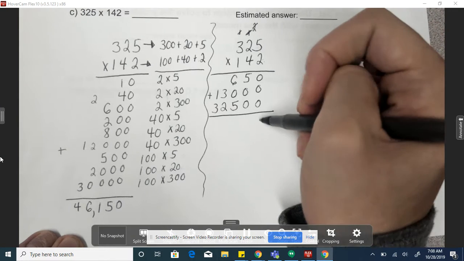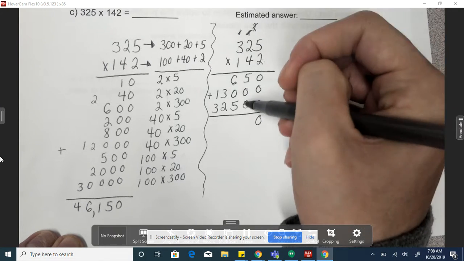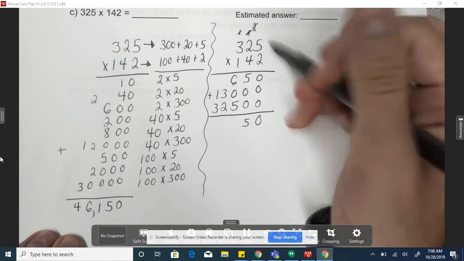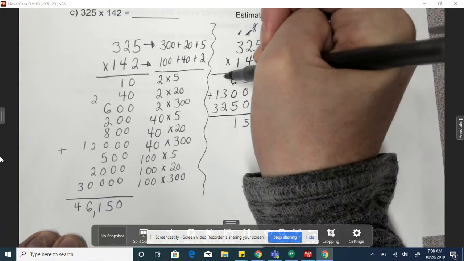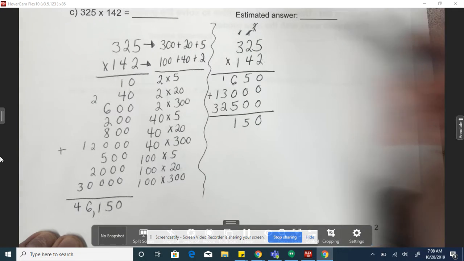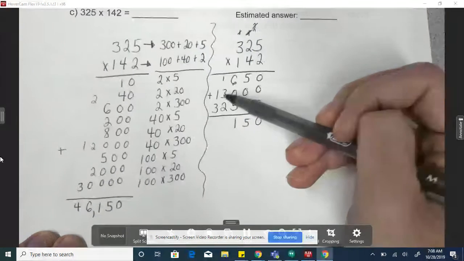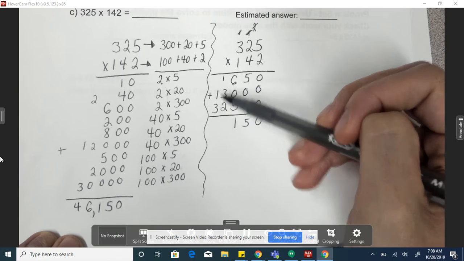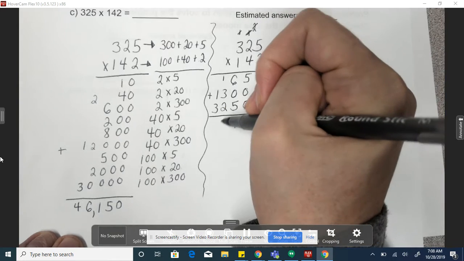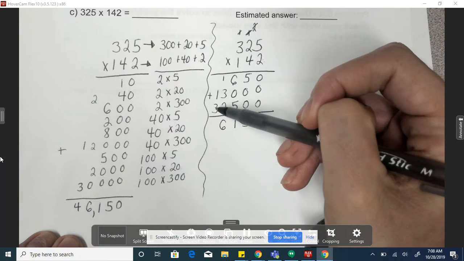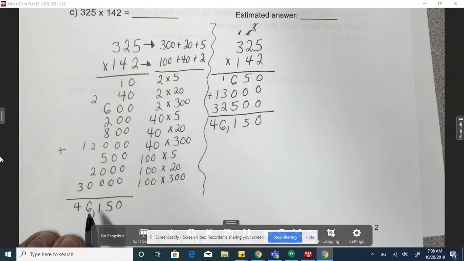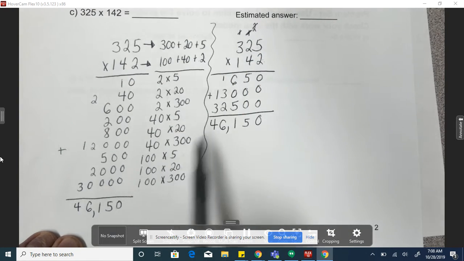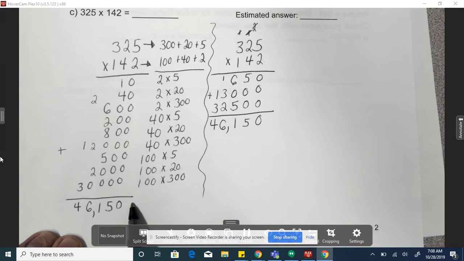Starting with the ones place again. Get 0 in the ones place, 5 in the tens place. 600s plus 500s is 1100s. Put a 1 in the hundreds place, carry the 1 to the thousands. 3,000 plus 2,000 is 5,000, plus the 1,000 we carried over is 6,000. 3 10,000s plus 1 10,000 is 4 10,000s. So our answer, no matter which way we did it, was 46,150. We just used more steps to get here in this problem.